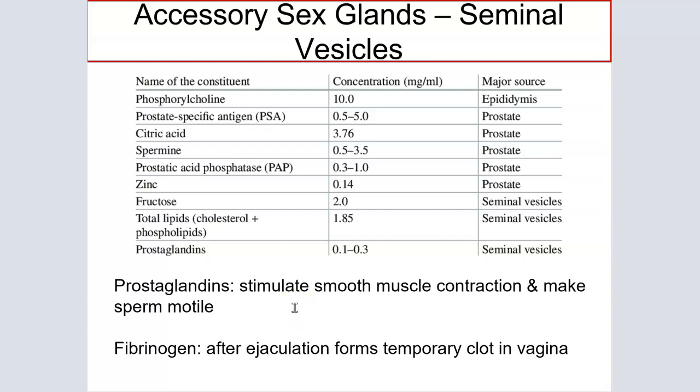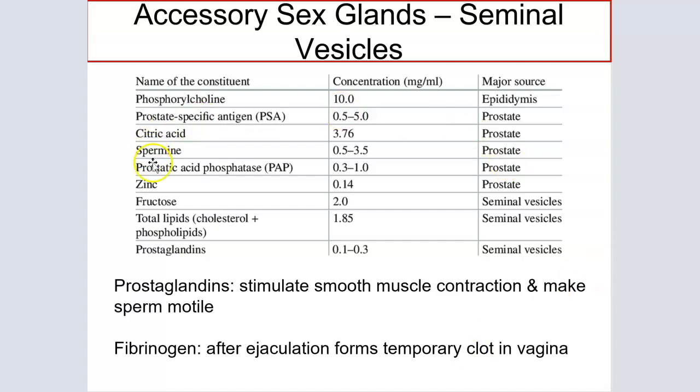And then there's even some fibrinogen inside semen. This is also made by the seminal vesicle. Just like in your blood, it forms a clot. What it's forming a clot of is the semen. So when ejaculation occurs and the sperm and semen are deposited inside the female, it forms a clot. So it basically doesn't just drip back out, because you want the sperm to be able to swim and go up to that oocyte.